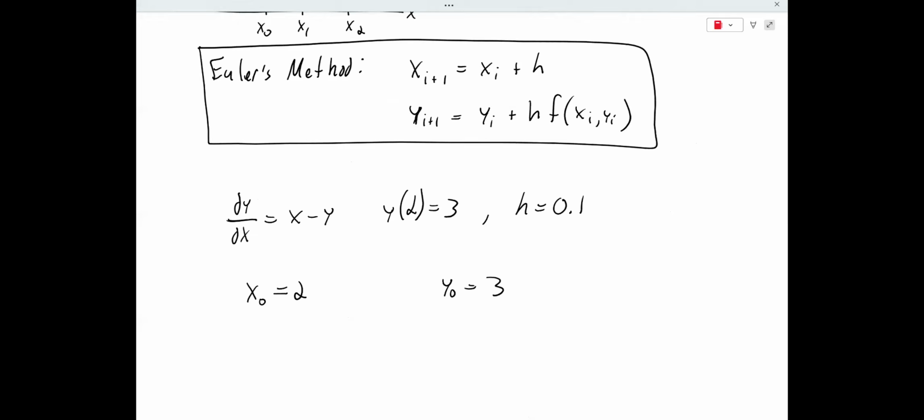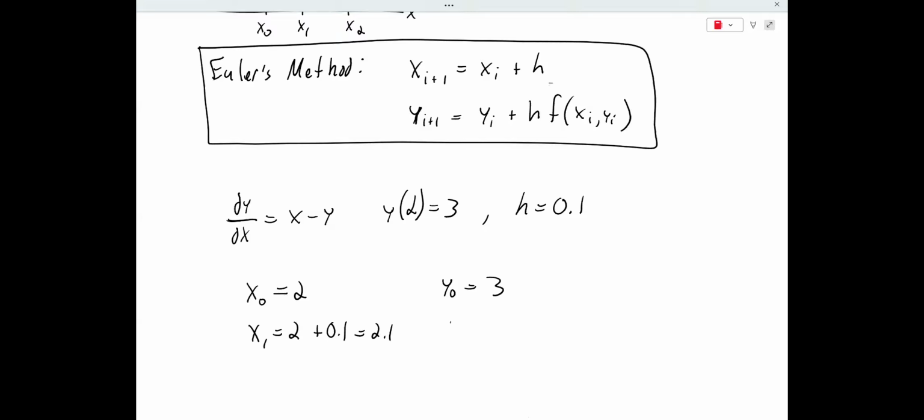Now x sub 1. What is x sub 1? From this formula, x sub 0 was 2, so x sub 1 would be 2 plus, what's the h? The 0.1, right? Or in other words, 2.1. So x sub 1 would be 2.1.